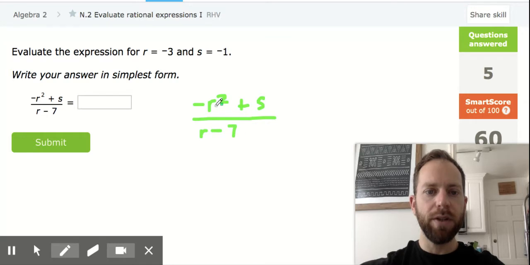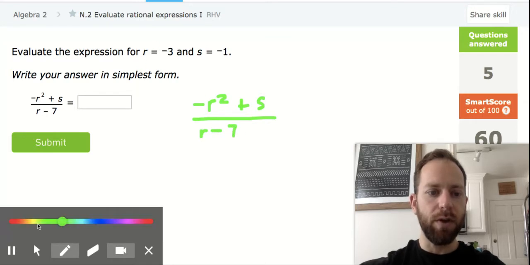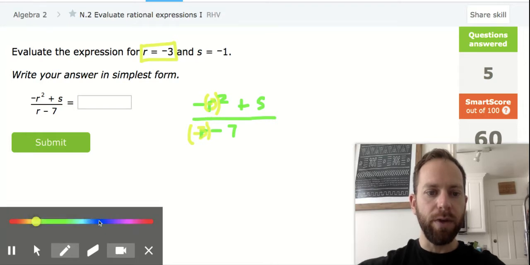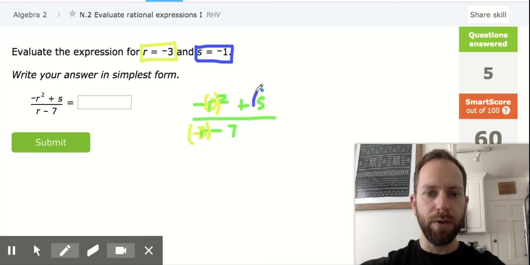So I'm going to go one at a time. First, I'm going to substitute for the r value. So wherever I see an r, I'm going to replace it with a negative 3. So this should be negative 3 squared. And then here's an r, that's going to be a negative 3 also. And then wherever I see an s, I'm going to replace it with a negative 1. So this will be a negative 1.